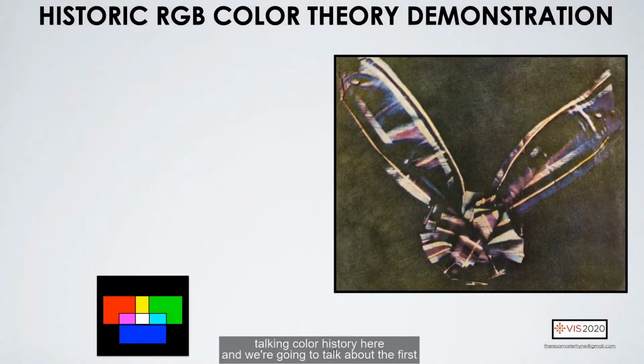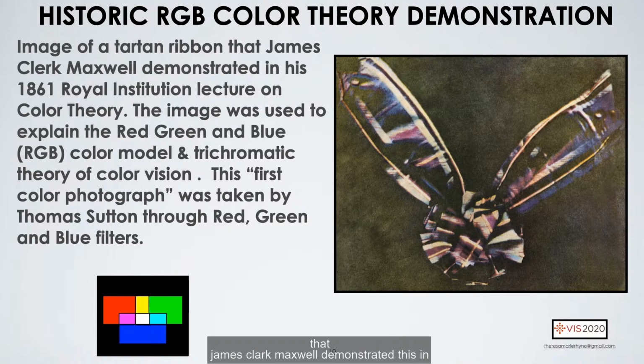So now we're still talking color history here. And we're going to talk about the first real presentation of RGB color theory. As we look back, let's remember that James Clerk Maxwell demonstrated this in 1861. And in his world, painters described color as red, yellow, and blue. And they had all kinds of color harmonies that existed.